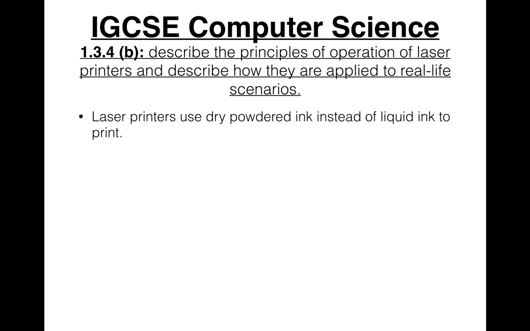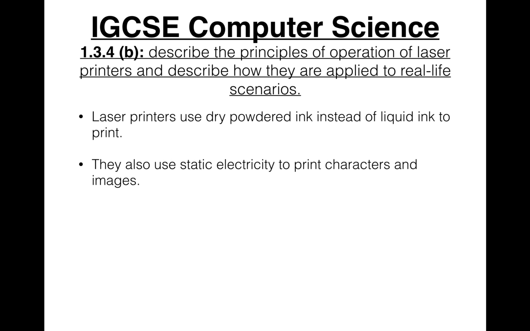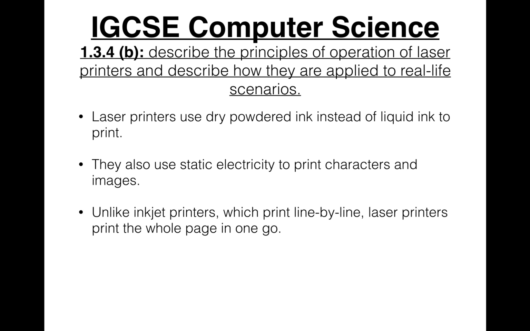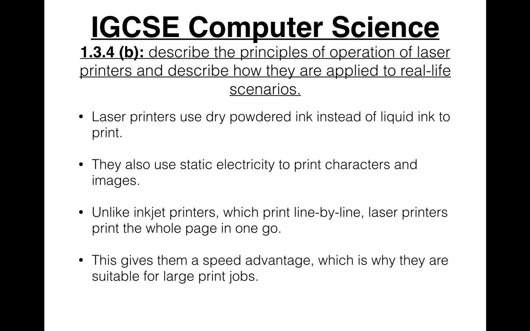Laser printers, as said, use dry powdered ink instead of liquid ink to print, like inkjet printers do. They also use static electricity to print characters and images. Unlike inkjet printers, which print line by line, laser printers print the whole page in one go. That's pretty cool. This gives them a speed advantage, which is why they are suitable for large print jobs.